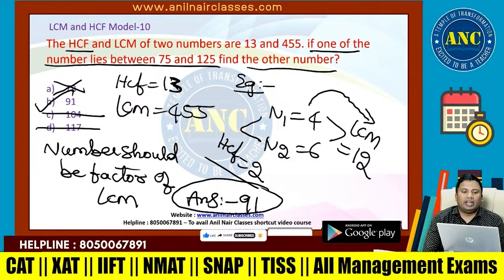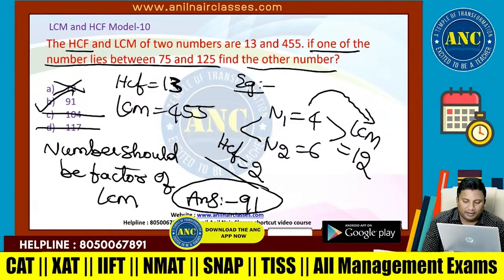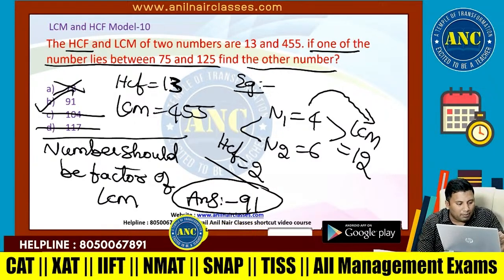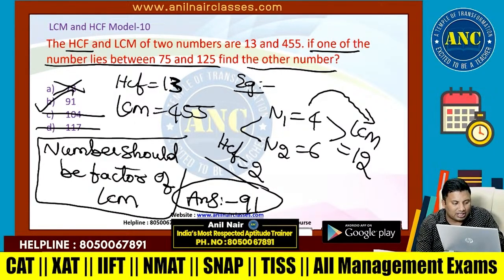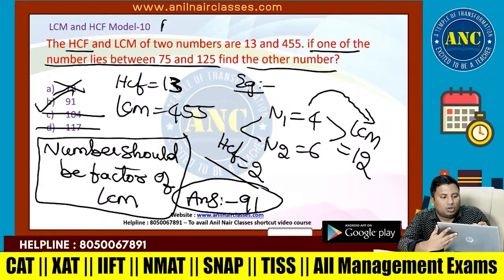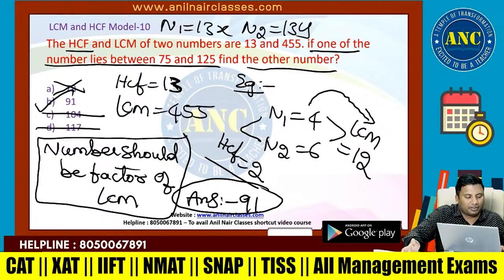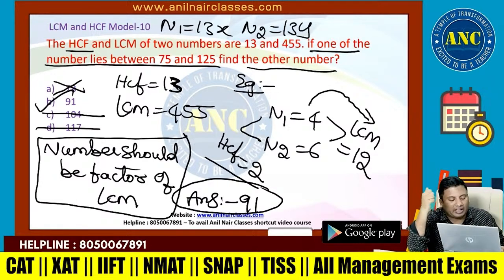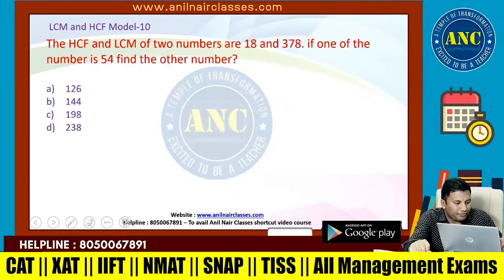HCF is 13, LCM is 455. Concept is number should be a factor of LCM. See this example. I have seen students taking one number as 13x, another number 13y. Waste of time. Directly, faster methods we will discuss in our class. Number should be a factor of LCM. I hope this idea is clear. Next one.